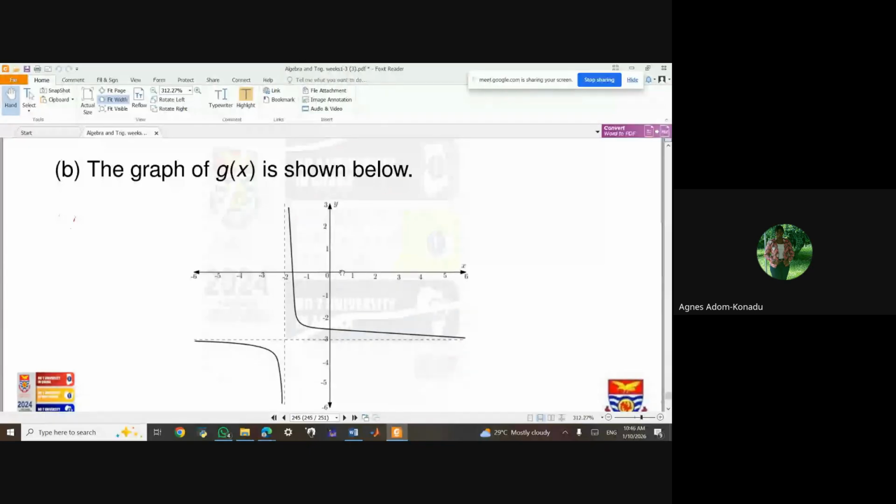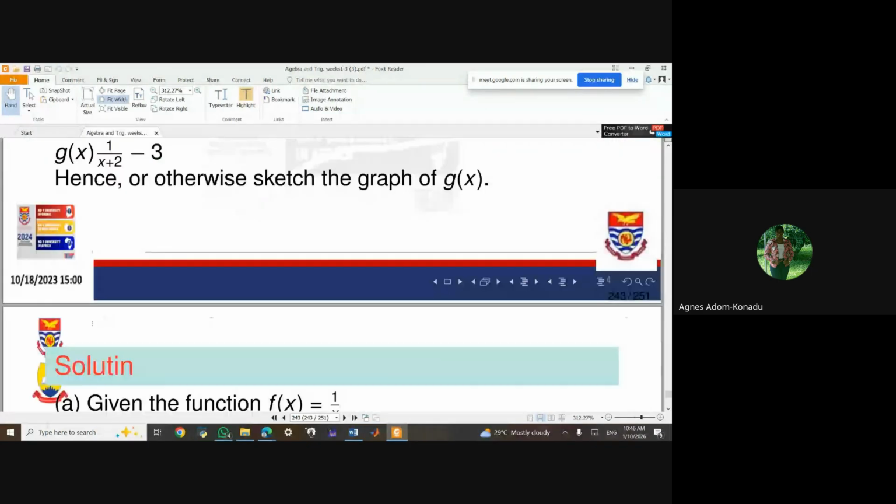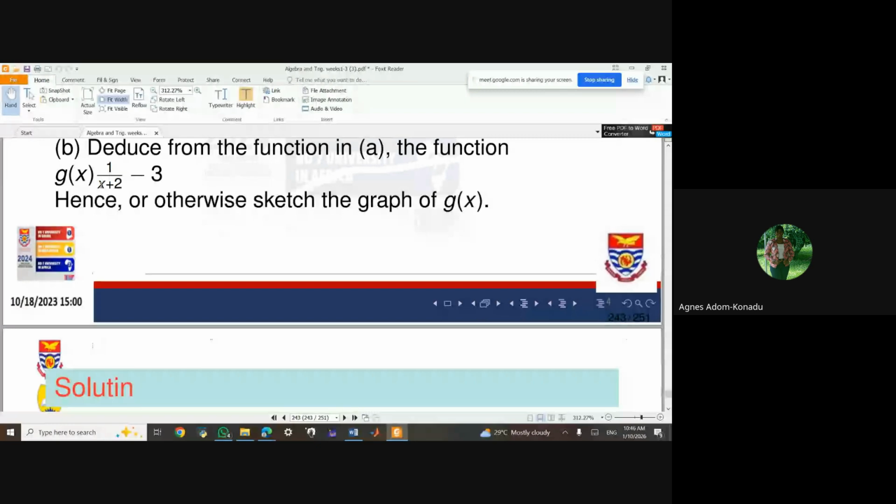So now the graph will move 2 units to the left, so my vertical asymptote is now this. Then it will move 3 units downwards like this. So the graph will now look like this. It's the same as finding the asymptotes: here the vertical asymptote is the line x equal to negative 2, and the horizontal asymptote, which was 0, will now be negative 3. So your horizontal asymptote will be the line y equal to negative 3.